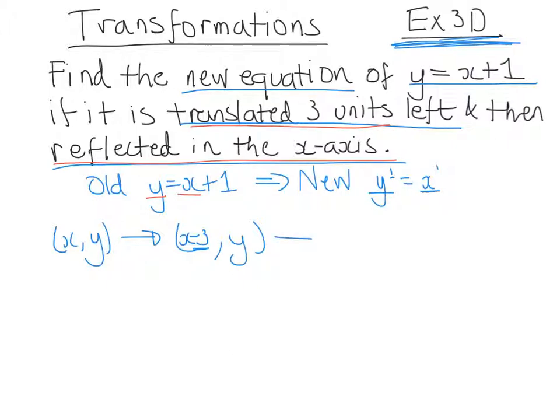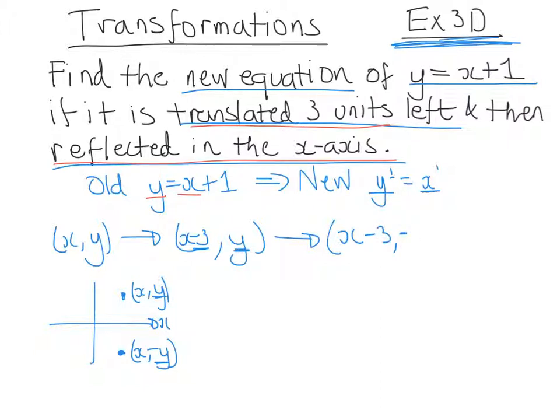Then it's reflected in the x-axis. If you imagine a graph reflected in the x-axis, let's pick a point up here. This is xy. If it's reflected in the x-axis, it'll be down here. The y value will change from being positive here to negative there, which is why the new point will be x minus 3, and that y will change from a positive y to a negative y. After we've translated it with these two things, that will be equal to any new points on the graph.